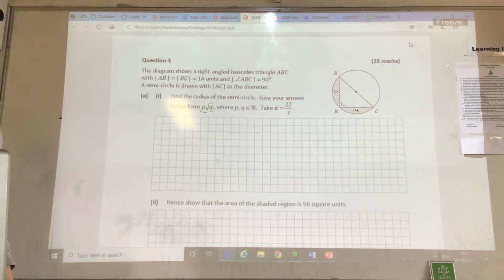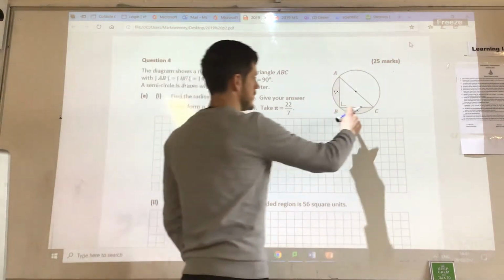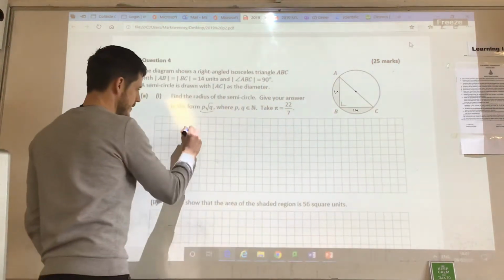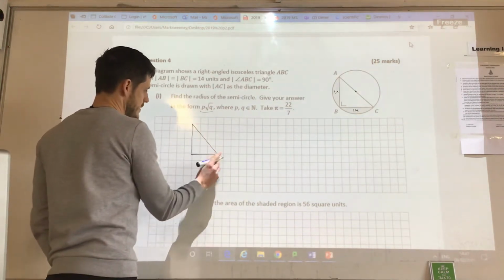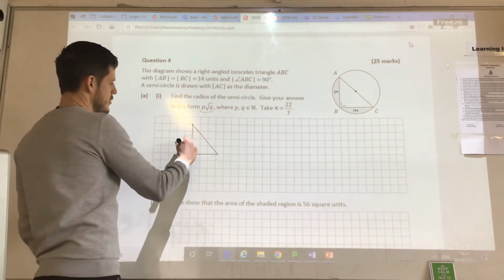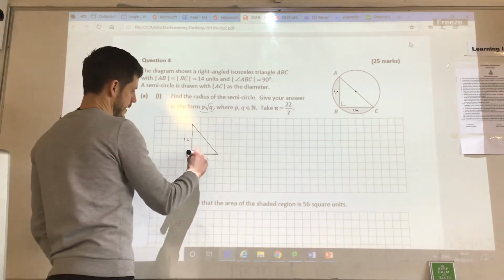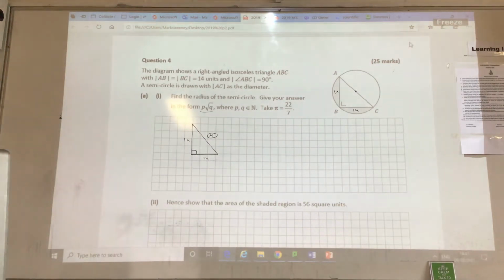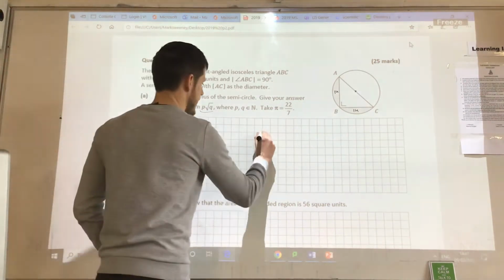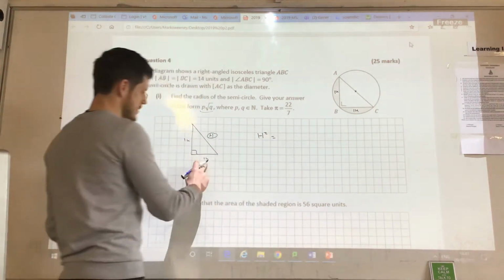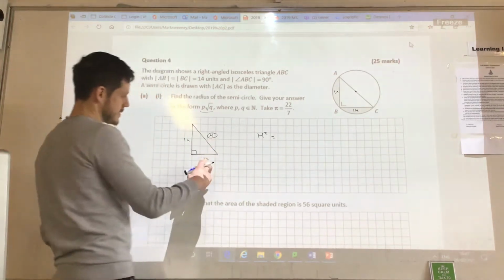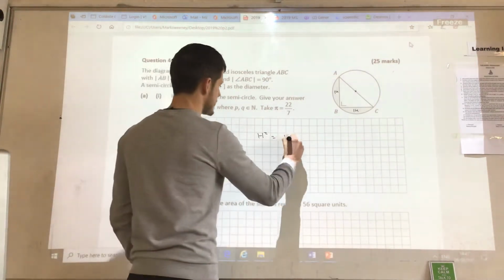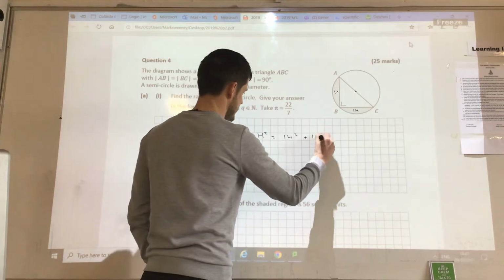So what we're going to do first is ignore this circle. I'm just going to draw the triangle, because effectively this is just a triangle question. The circle makes it a little bit more tricky. So this is 14 here, and this is 14 here. This is a right angle here, and this is H, my big side across from my right angle, my hypotenuse. We're going to use Pythagoras for this. So we're going to write H squared is equal to this side squared plus this side squared. The big side squared is equal to the other two sides squared added together. So it's 14 squared plus 14 squared.